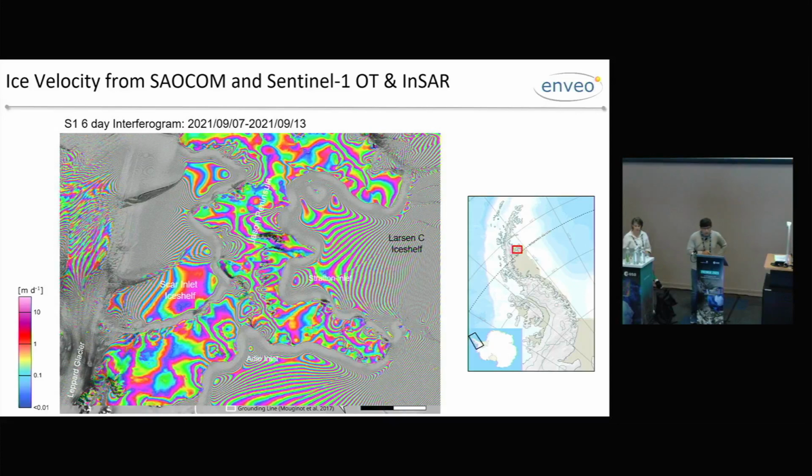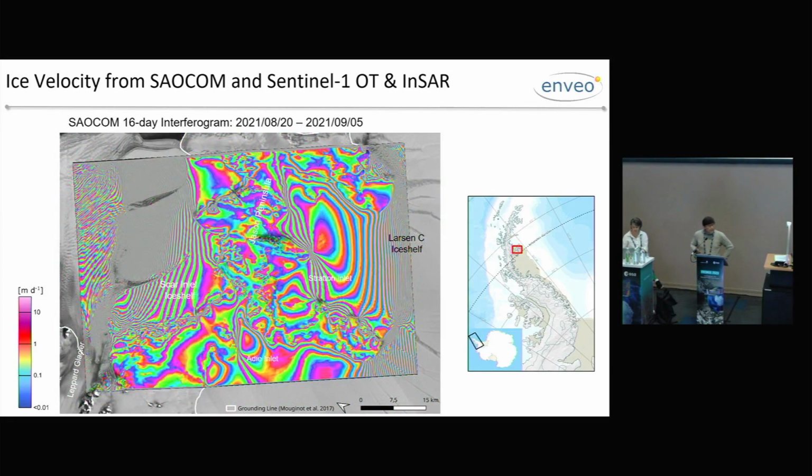But on the fast-moving ice sheet, we are actually missing the fringes. So here, the fringe frequency is definitely too high, so it cannot be unwrapped. For the Alpine, this looks much better. We are getting more or less very good coherence. Also in the fast-moving parts, we are getting fringes where we can rely on this.